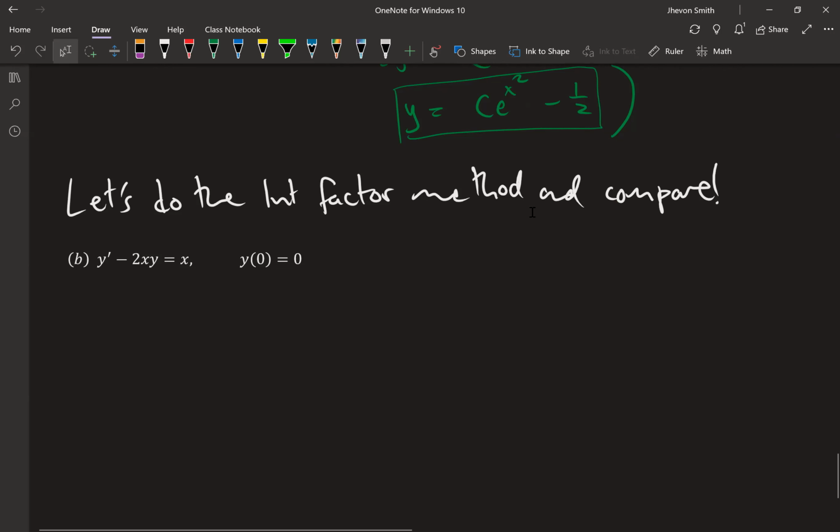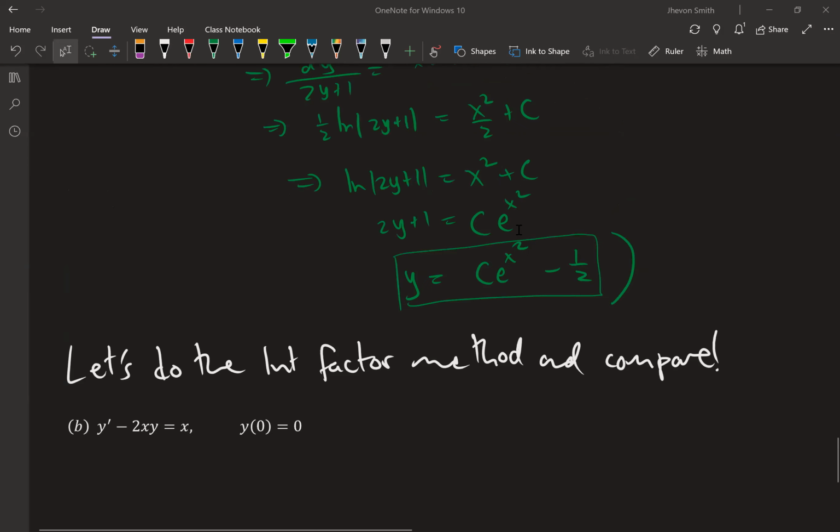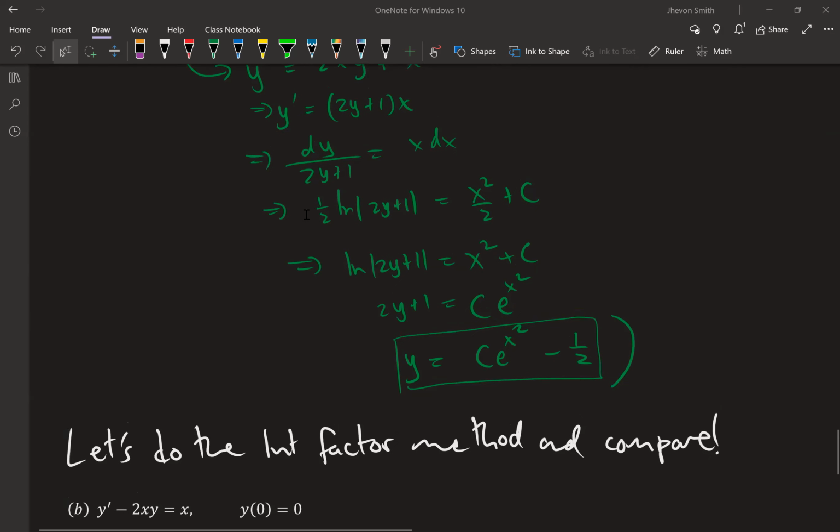Where did the 2 go under x squared? Oh, here I multiplied both sides by 2 because I wanted to solve for y. So I took this equation and I multiplied both sides by a half. Multiply both sides by 2. So that kills the half here, and that kills the half here, that kills the half here.